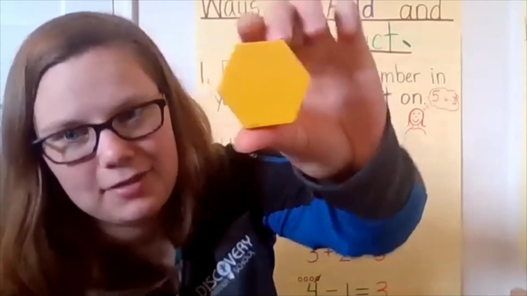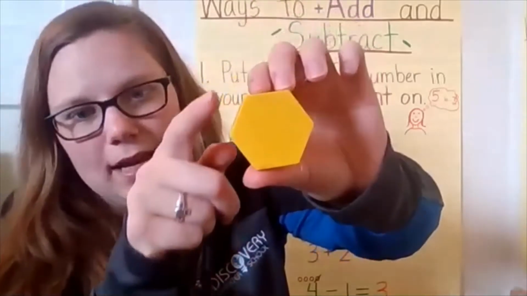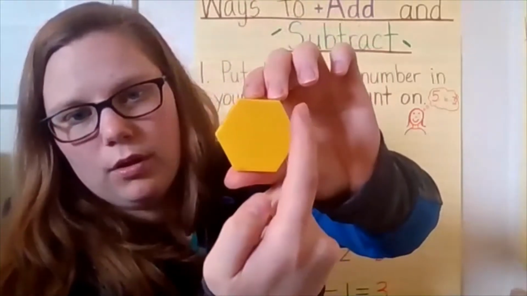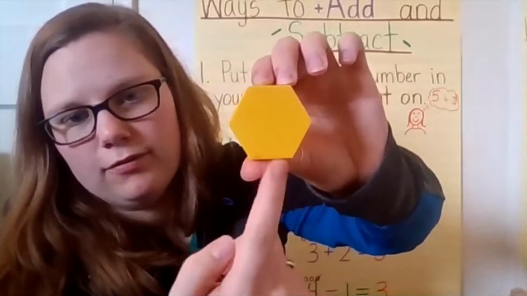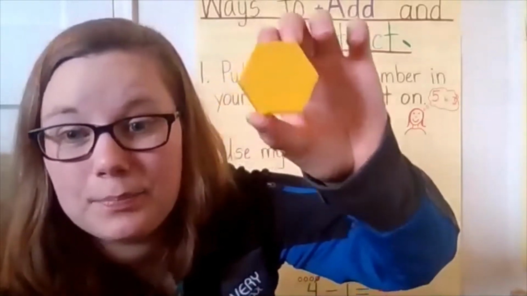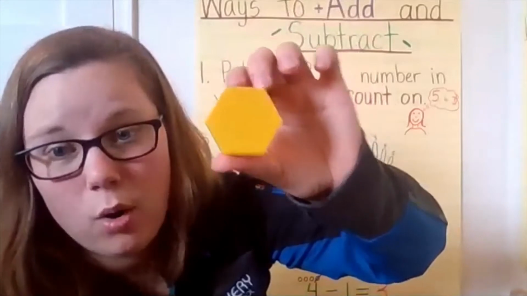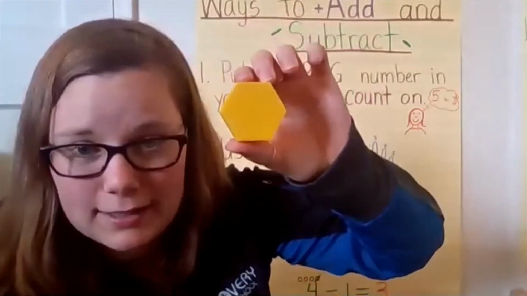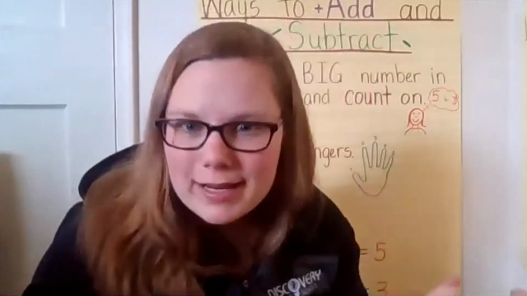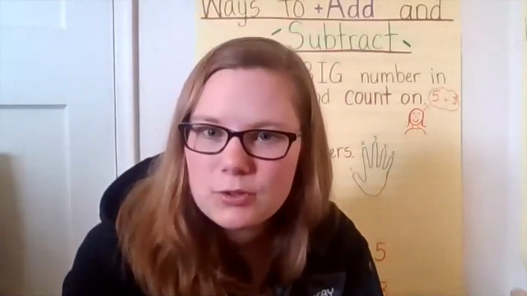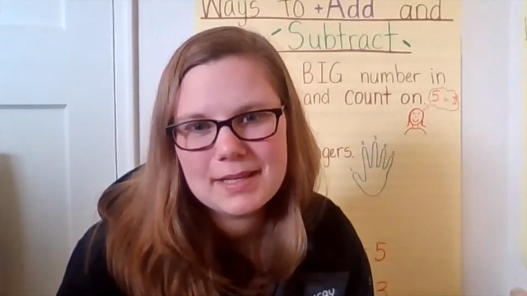A hexagon. This is a hexagon because it has 1, 2, 3, 4, 5, 6 sides. A hexagon always has 6 sides. Great job! You guys, we went through all the 2D and 3D shapes together.